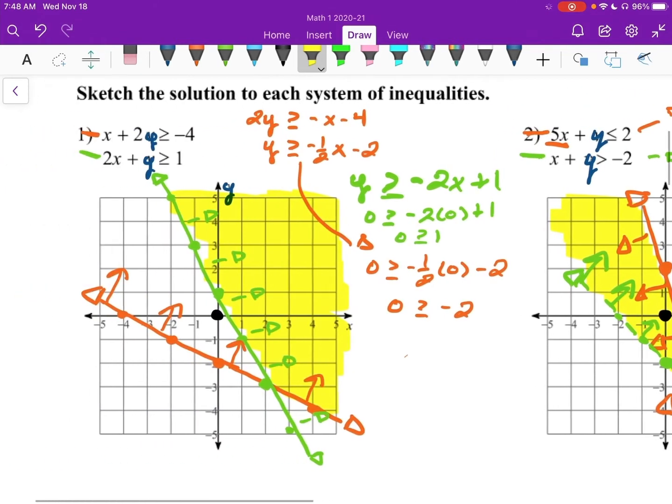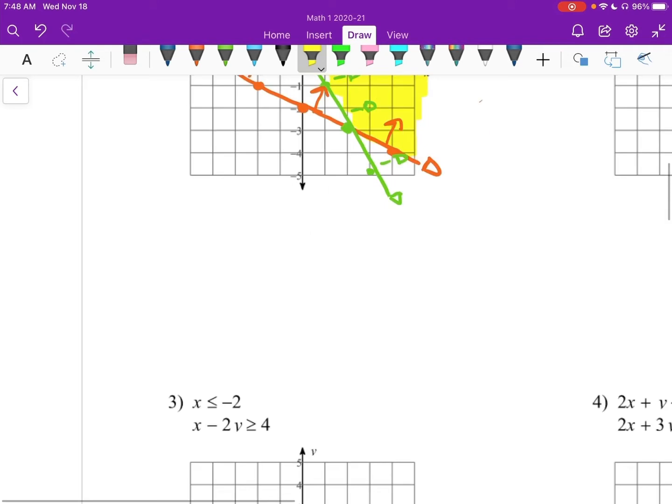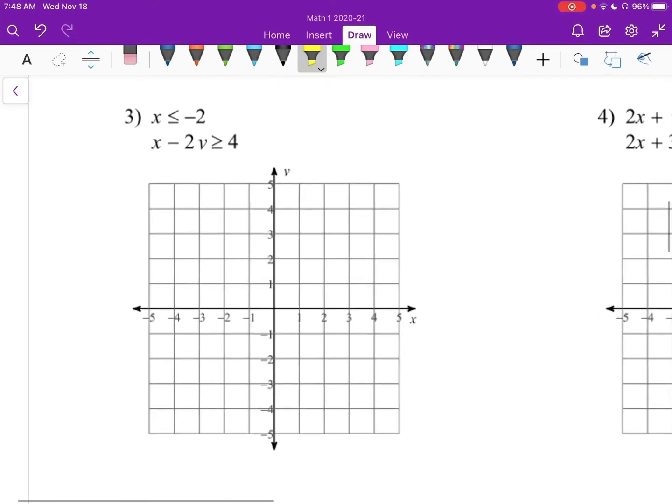All right. Number 3. The top one here, well, that's not a normal line. That is a horizontal or a vertical line? That's going to be a vertical line. X equals is a vertical line. So I put a dot on negative 2, and then I draw my line through it. It's a solid line because there's an equal to sign under there.